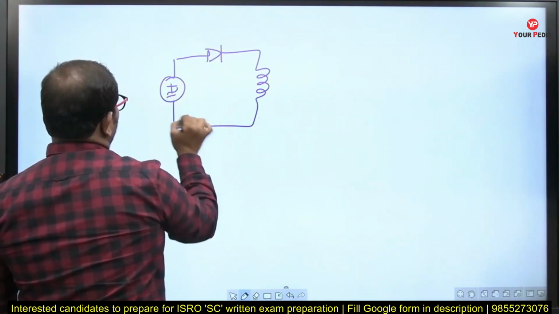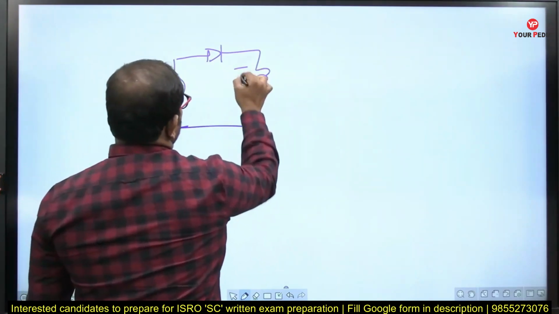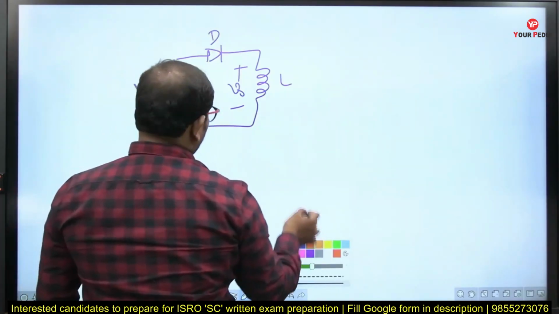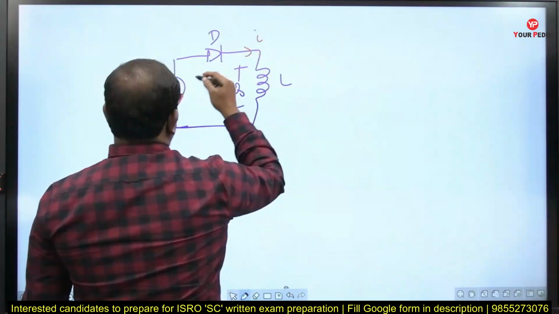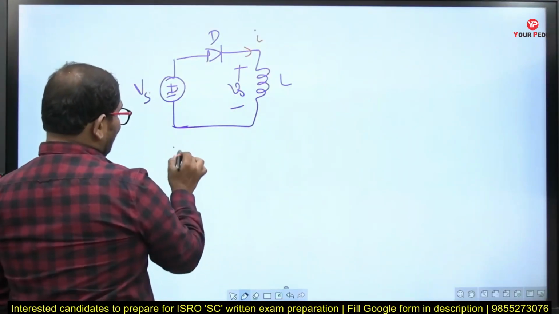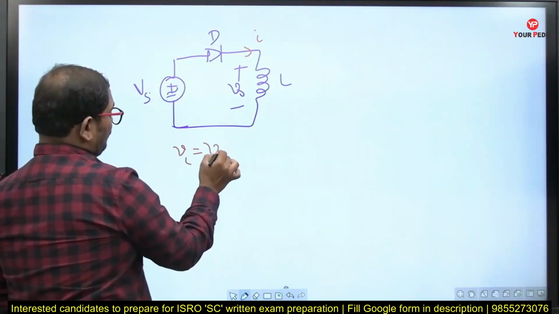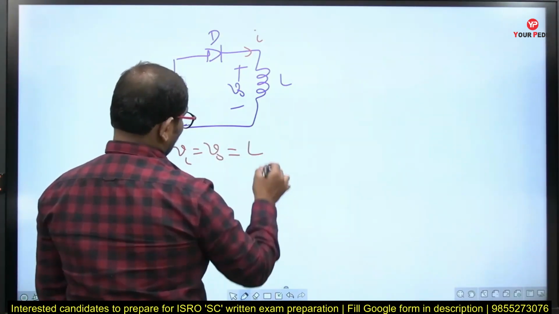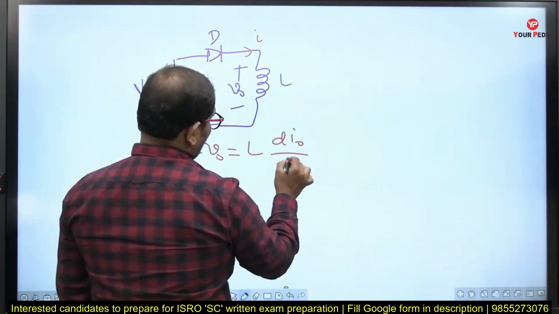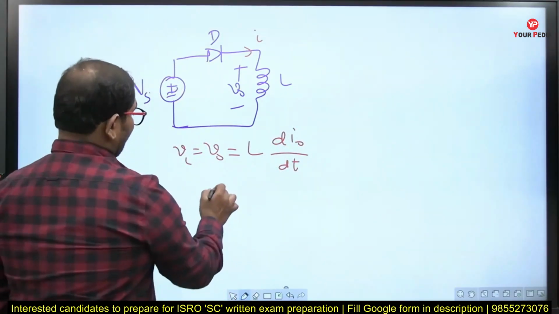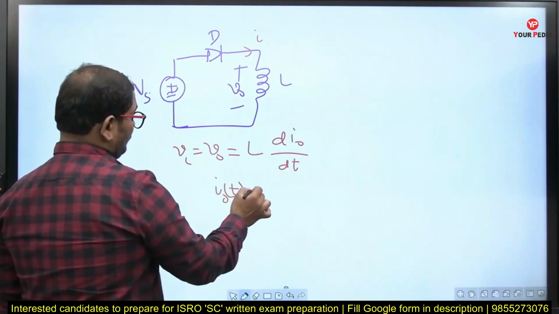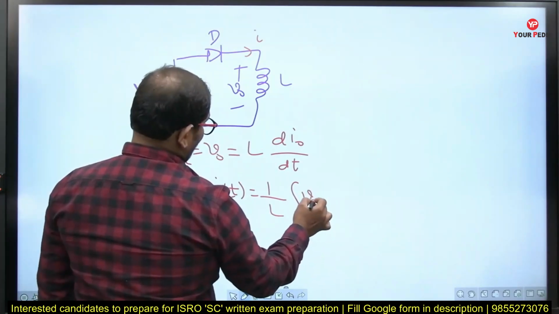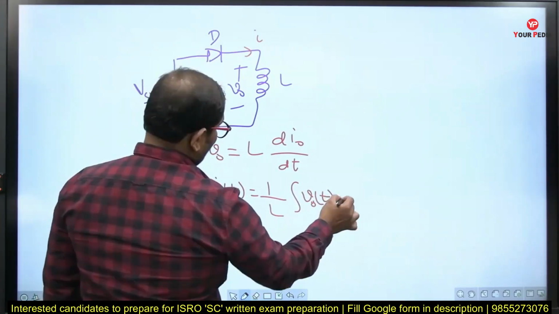So this is the pure inductive load, this is Vs, this is V0, the diode and the inductor. Now I need to calculate the current i and the voltage v. How will we calculate the voltage across the inductor, which is equal to the output voltage? It is L times d i0(t) by dt. So from this, what is i0(t)? It is 1 by L times the integral of v0(t) dt.